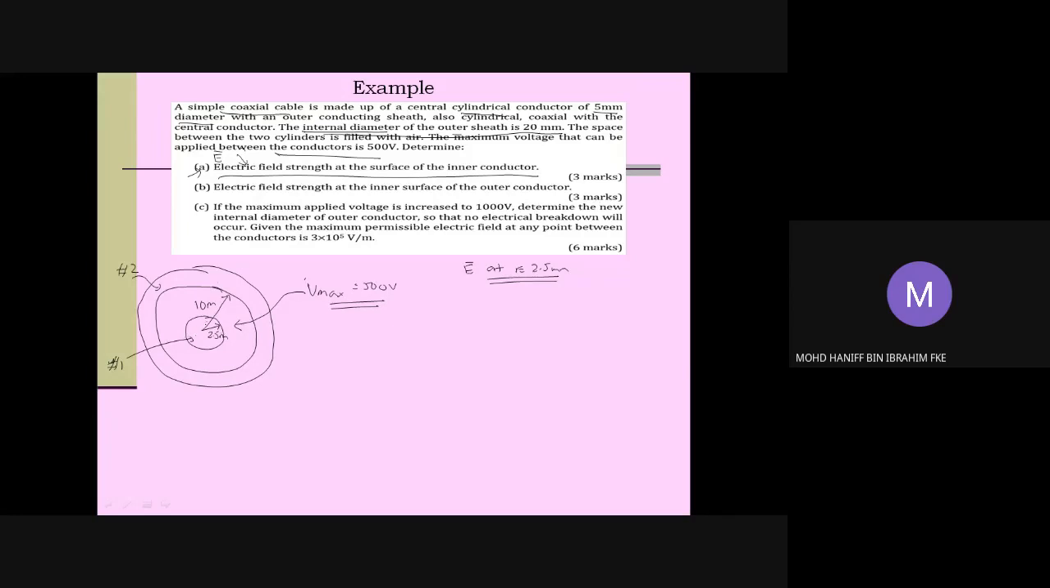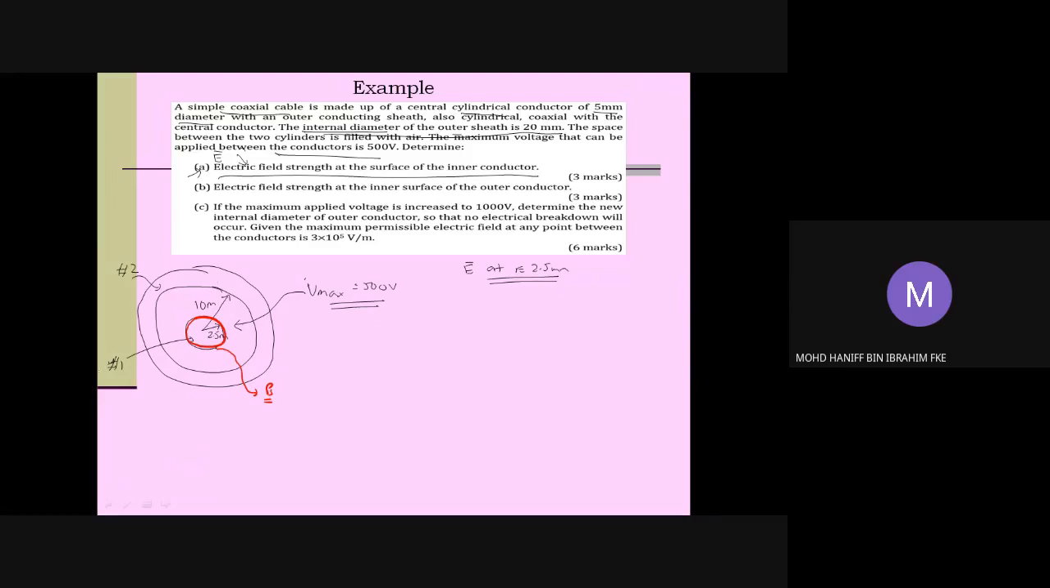Knowing that this inner structure is a conductor, we can assume that this conductor has a charge of rho s on its surface. We can label that here: on this surface, there's a charge of positive rho s. That is our assumption. So that should be the charge rho s on this conductor surface.